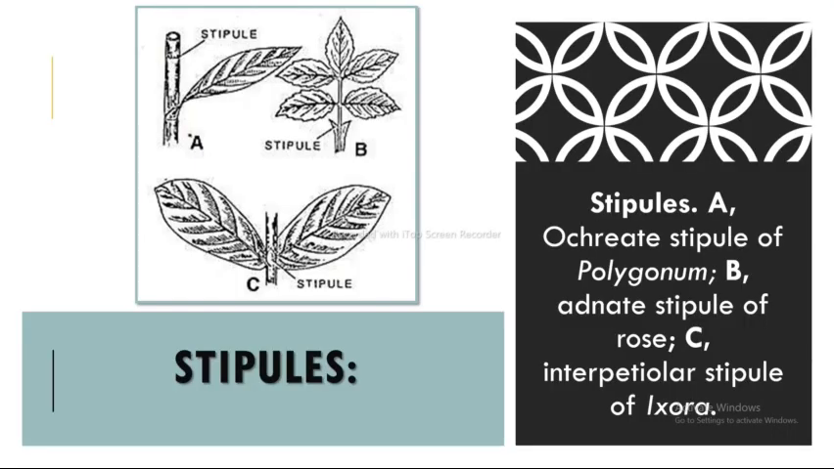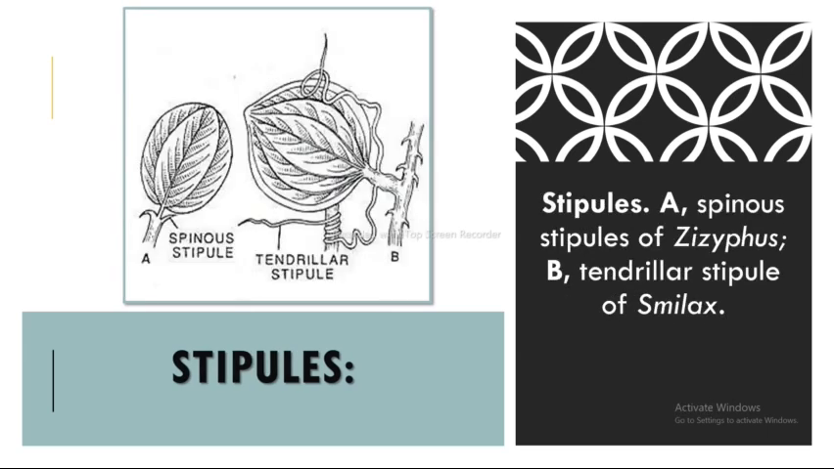So in this figure you can see the different types of the stipules. In the figure A you can see that this is the ochreate stipule of Polygonum. In the figure B you can see that this is the adnate stipule of rose. In the figure C you can see that this is the interpetiolar stipule of the ixora, as shown in the figure.